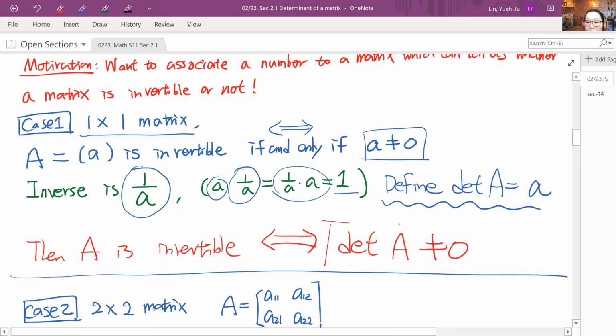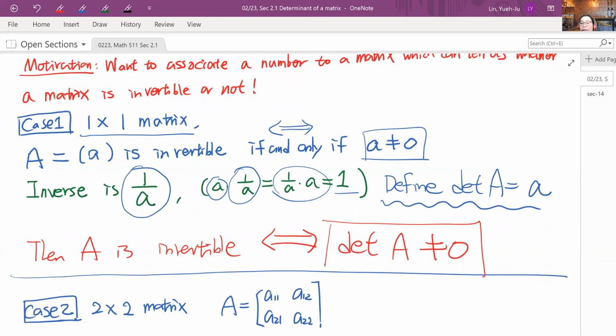So later on in case 2 and case 3, this will be our goal. We want to be able to define what the determinant is for a larger matrix. And we also want this number being non-zero to be equivalent to the fact that A is invertible, meaning A has an inverse. Okay, so this is our goal. We want to define determinant A in such a general situation that determinant A being non-zero would tell us A is invertible.